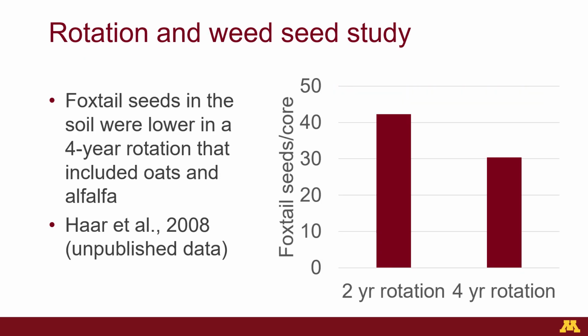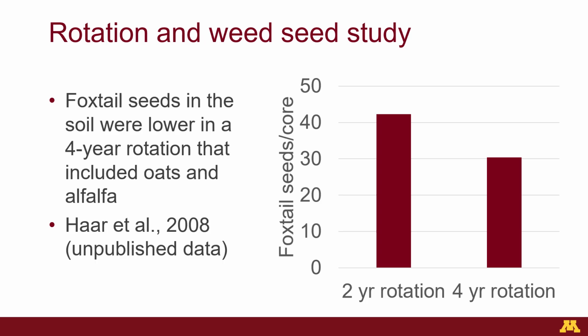In a long-term study conducted at Lamberton, Minnesota, organic rotations that included a small grain and alfalfa had lower amounts of foxtail seeds in the weed seed bank as compared to a corn-soybean rotation. We show a bar graph of foxtail seeds per core in a 2-year rotation and a 4-year rotation. The 4-year rotation included oats, alfalfa, corn, and soybean, while the 2-year rotation was just corn and soybean.